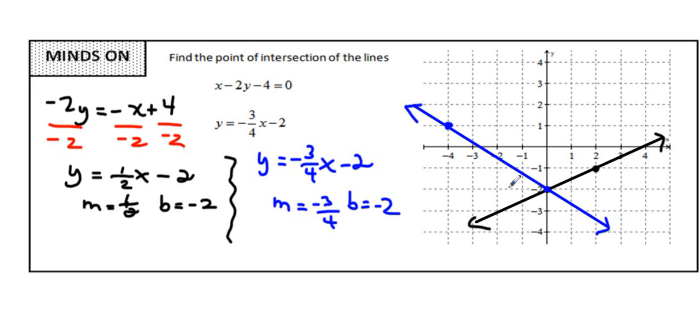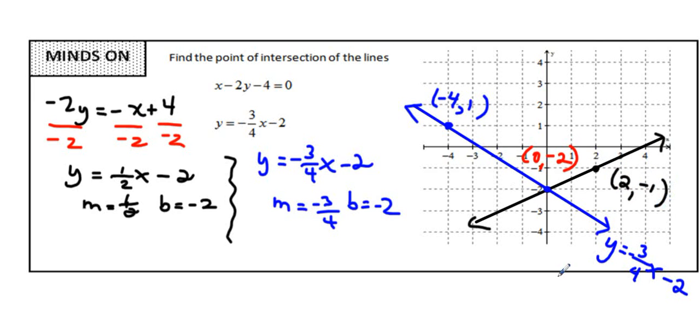What else do I need on here? Need to identify the point of intersection, so I'll use red for that. That's the point of intersection, 0, negative 2. It happened to be the y-intercepts this time. Let's see, I can put the equation on here, y equals negative 3/4 x minus 2. I can identify another point on my blue line, so this is negative 4, 1. And on my black line, I can identify this point here. I went from 0, 0, over 2, down 1. So this is the point 2, negative 1.